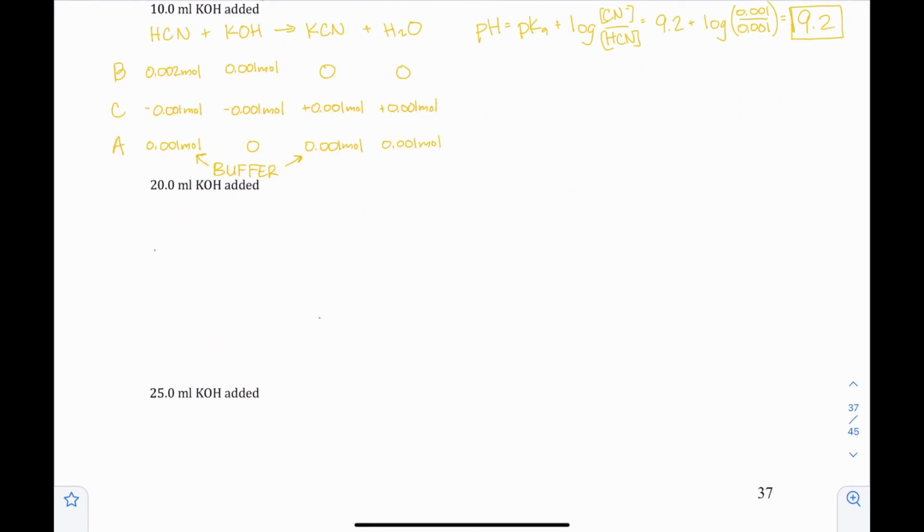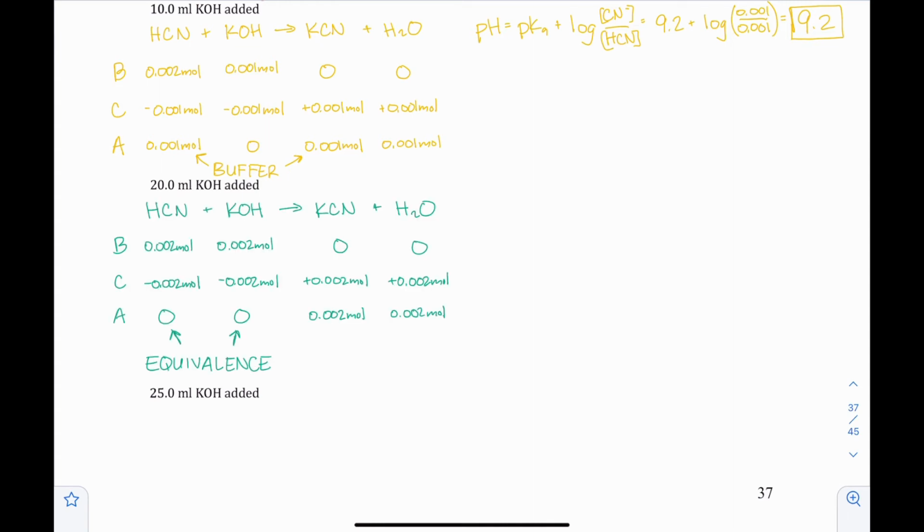At 20 mL of KOH added, we've reached the equivalence point, so we know the acid and base should react completely, and we should only be left with the products in the beaker. Write out the equation, use a mole box, calculate the moles of HCN and KOH, subtract the entire amount of KOH because it gets used up completely, and notice that the entire amount of HCN is also completely used up. This is how we know we're at the equivalence point. There's exactly enough acid and base to react together, so the only things left in the beaker are the products, which are salt and water.